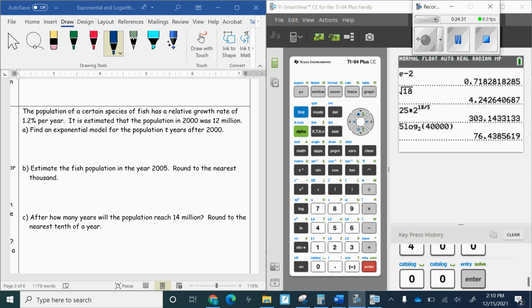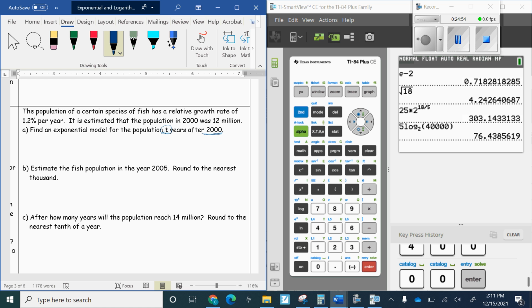The population of a certain species of fish has a relative growth rate of 1.2% per year. It is estimated the population in 2000 was 12 million. Find an exponential model for the population t years after 2000. So we're t years after the year 2000. We're just still leaving t as t.